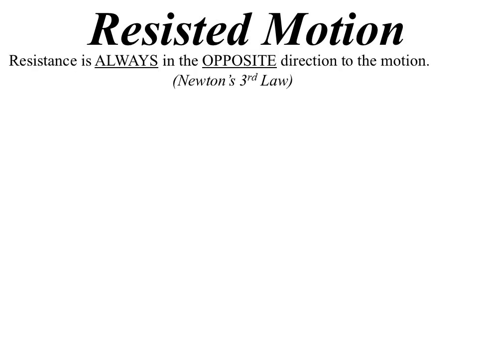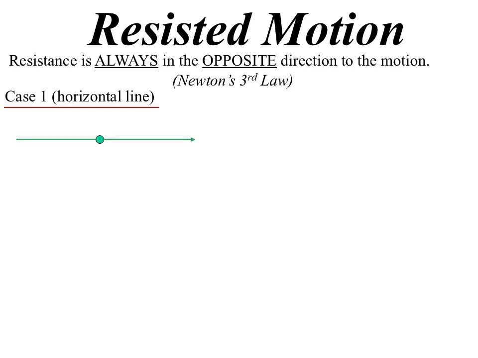So let's look at this idea of resistant motion. Essentially, because we're talking about straight line motion, there's really only three scenarios that we're going to talk about. Resistance, as we know, is always opposite in direction to motion. That's Newton's third law.